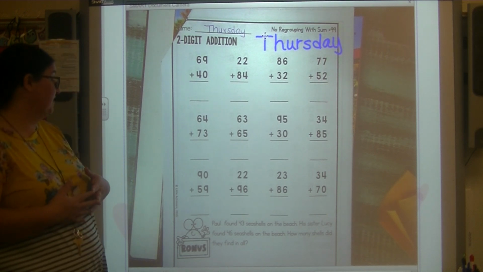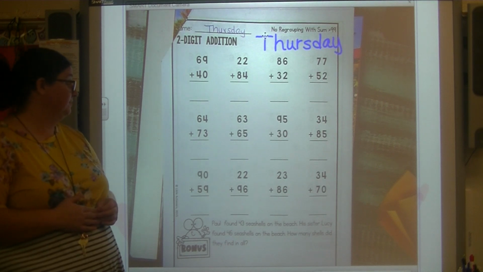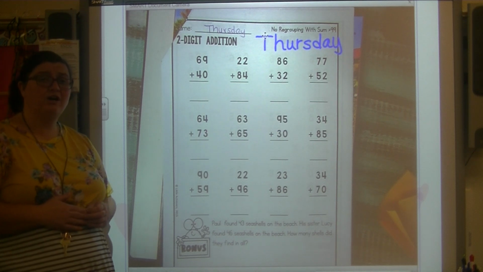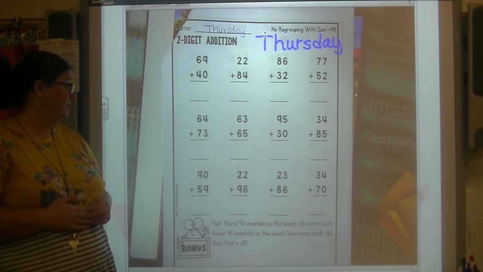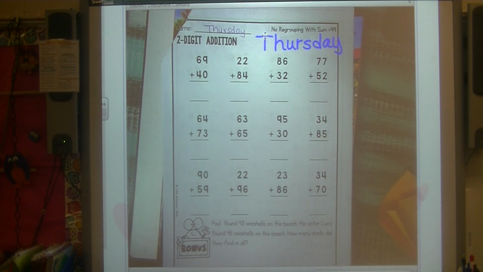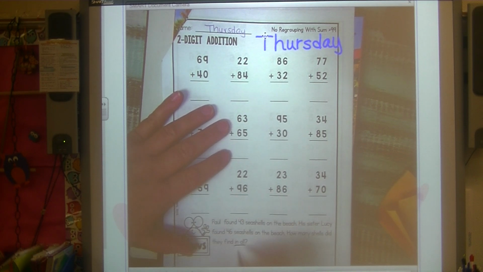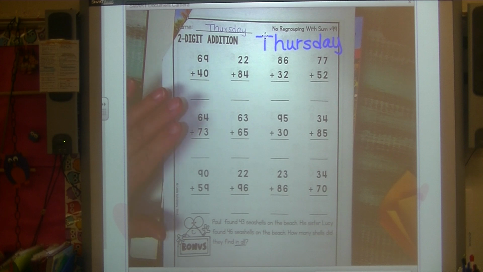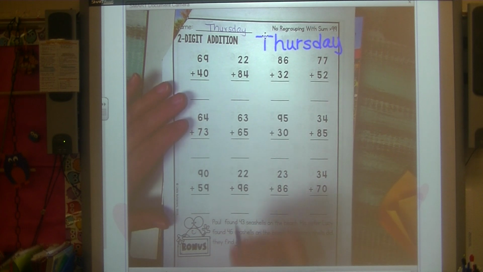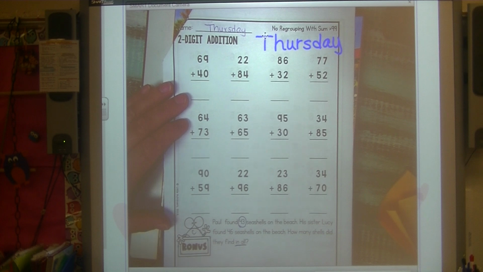All right, so with our word problem, do you see any important information? Yes, what's our key words in this one? In all. How many in all? That's right. So I'm going to underline in all. That means to put it together. What are my important numbers? 43 that Paul found. And what about for Lucy? 46.